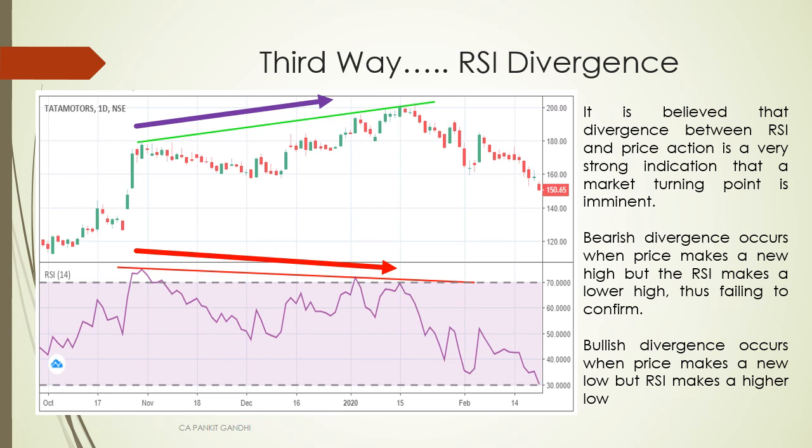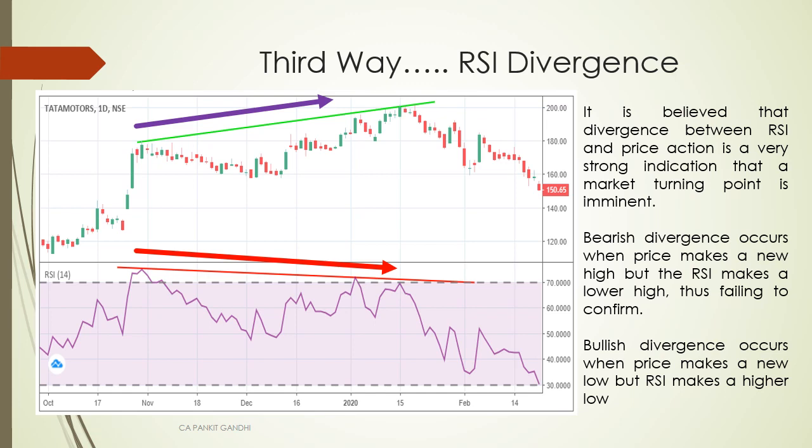So you can see that on the 15th of January, it was an indicator that RSI divergence is in place and it was time for Tata Motors to fall. So the uptrend turned into a downtrend and Tata Motors fell from 200 to 150 levels. So this is a bearish divergence.